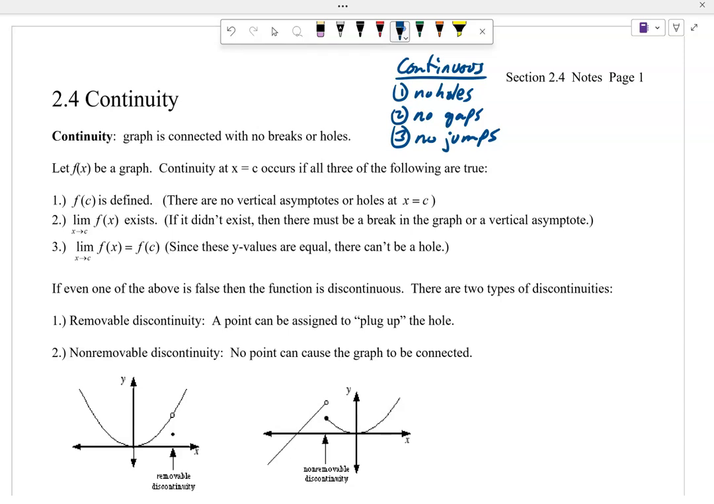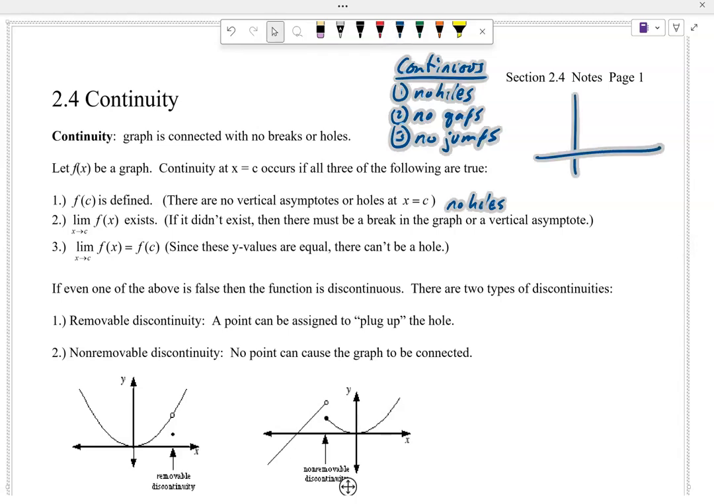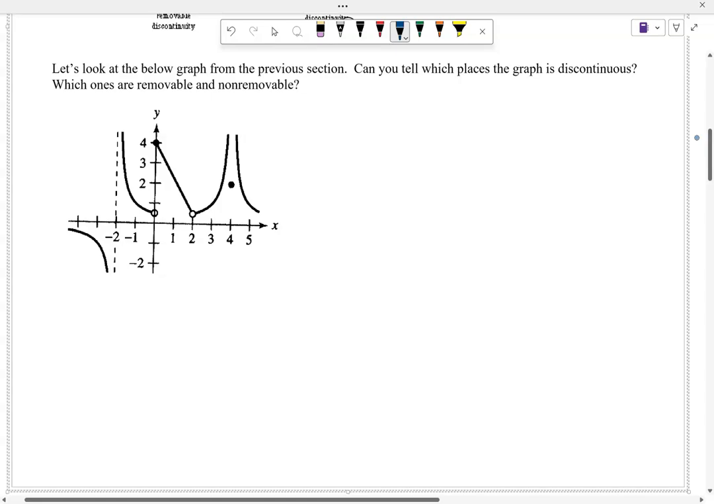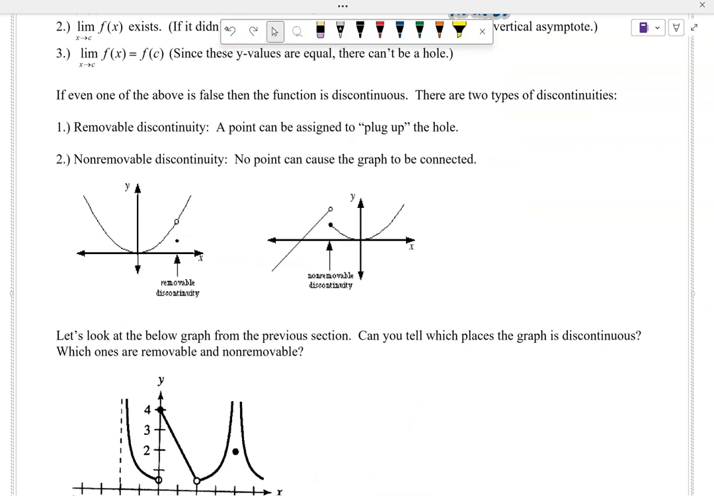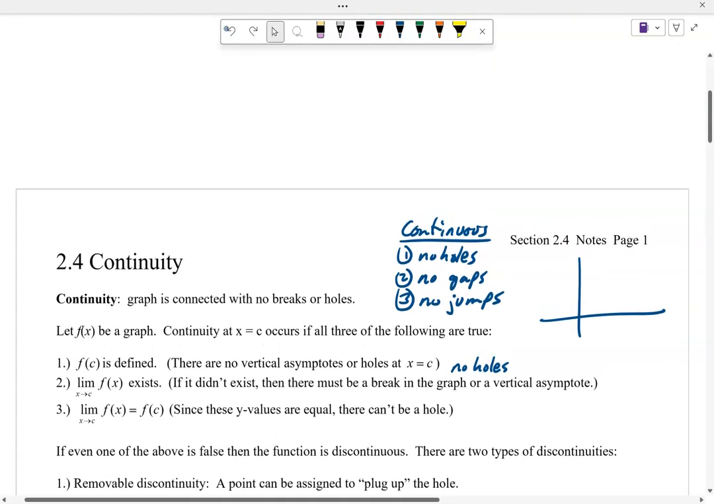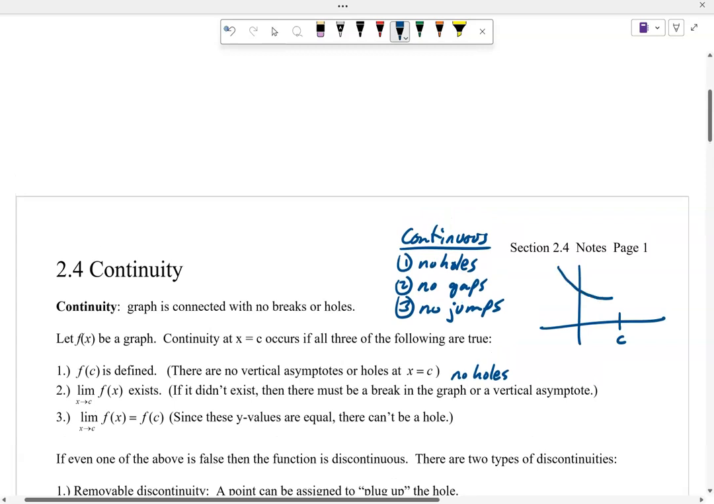Continuity at x equaling c occurs if all three of the following are true. F of c is defined. That means there's no holes. It's got to be defined. So you cannot have this going on, right? Obviously, you'd have to lift your pencil to draw that hole, right? So f of c's got to be defined.